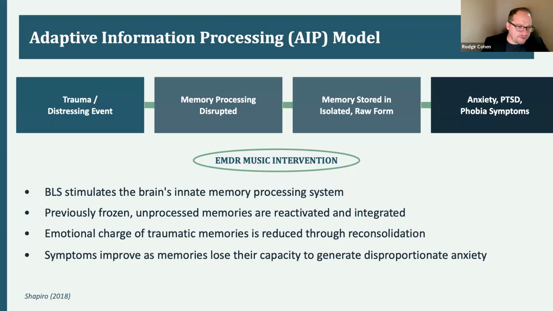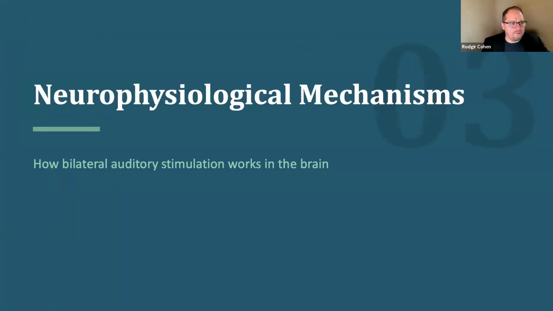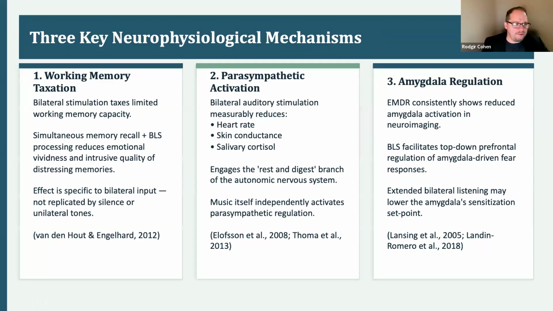The next thing that we should be looking at is the neurophysiological mechanisms of how the bilateral auditory stimulation works within the brain. There are three key neurophysiological mechanisms that help the brain become engaged. The first mechanism is the working memory hypothesis.